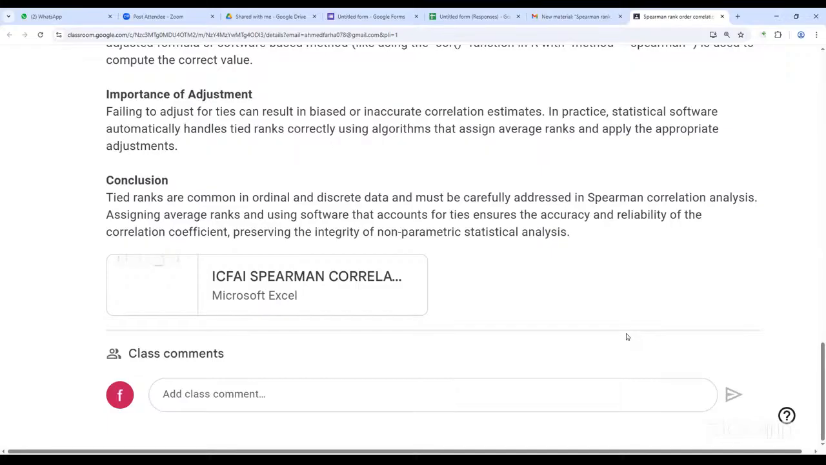Conclusion: tied ranks are common in ordinal and discrete data and must be carefully addressed in Spearman correlation analysis. Assigning average ranks and using software that accounts for ties ensures the accuracy and reliability of the correlation coefficient, preserving the integrity of non-parametric statistical analysis. Very good. Thank you, Prachi.